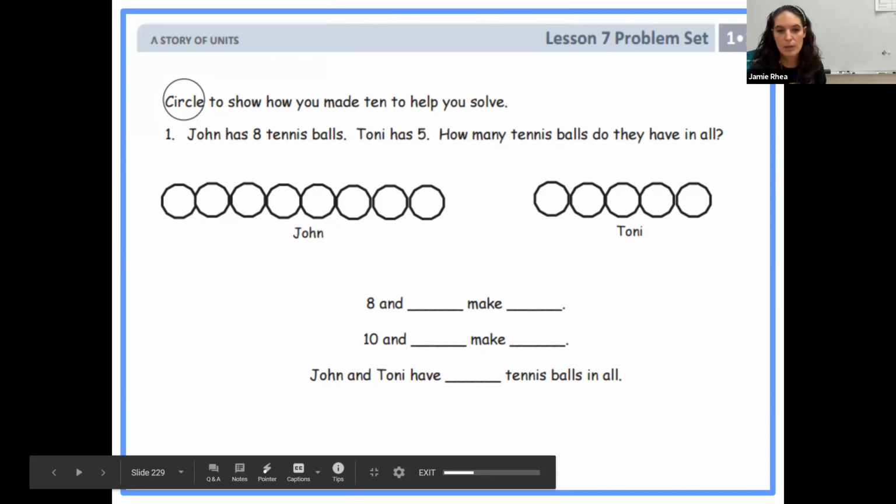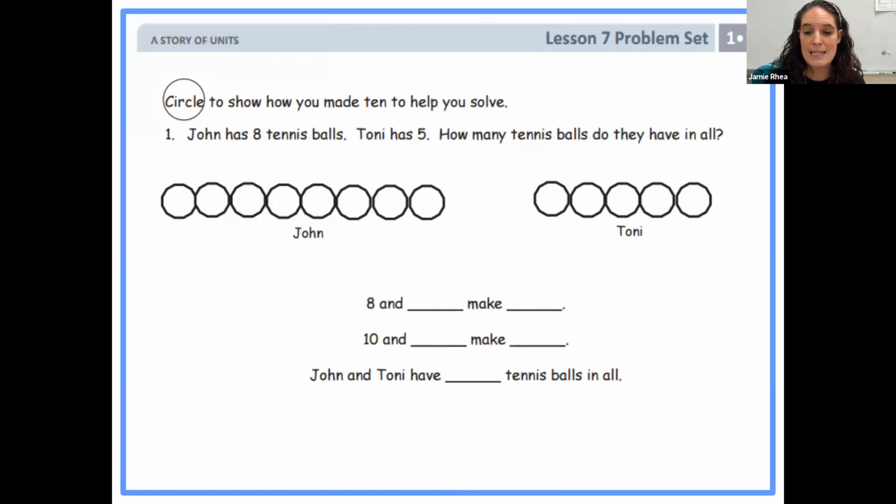Okay, so let's talk about what it wants you to do. Remember, a good number detective does what? Reads the directions. That way you know what you have to do to solve. Circle to show how you made 10 to help you solve. Let's read. I'm going to do number 1 and number 4 with you guys, but you're going to do 1, 2, and 3, okay? So John has 8 tennis balls. Tony has 5. How many tennis balls do they have in all?